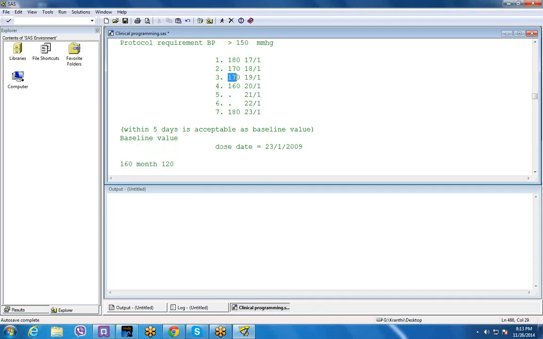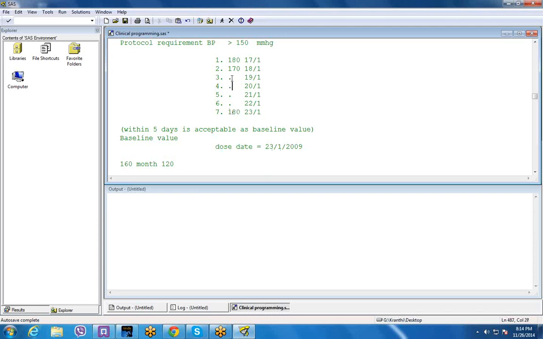Why don't we consider 170? Because you have to consider the most recent value. But if this value is also not there, then we can consider 170. If 170 is also not there, can we consider this 170? No. Why? Because there is some limitation. Within 5 days, the values are acceptable as baseline before giving the dose. The dose was given on 23rd, so the value should be within 5 days before.